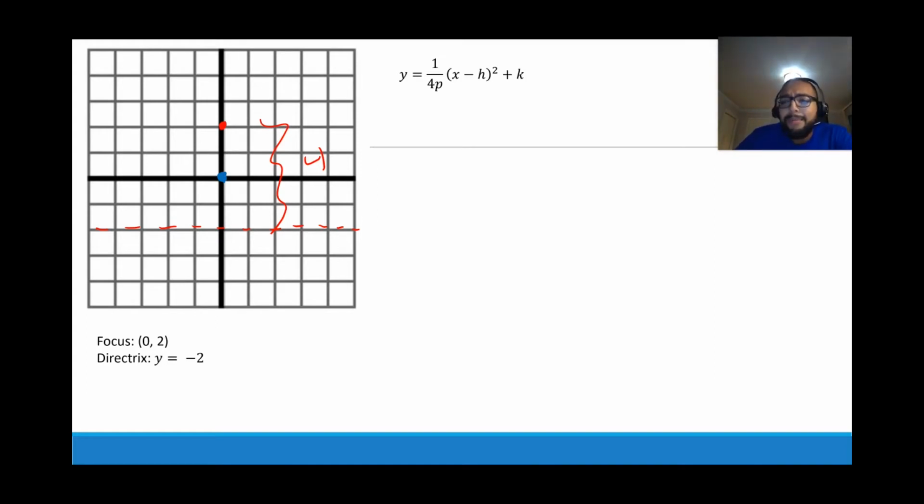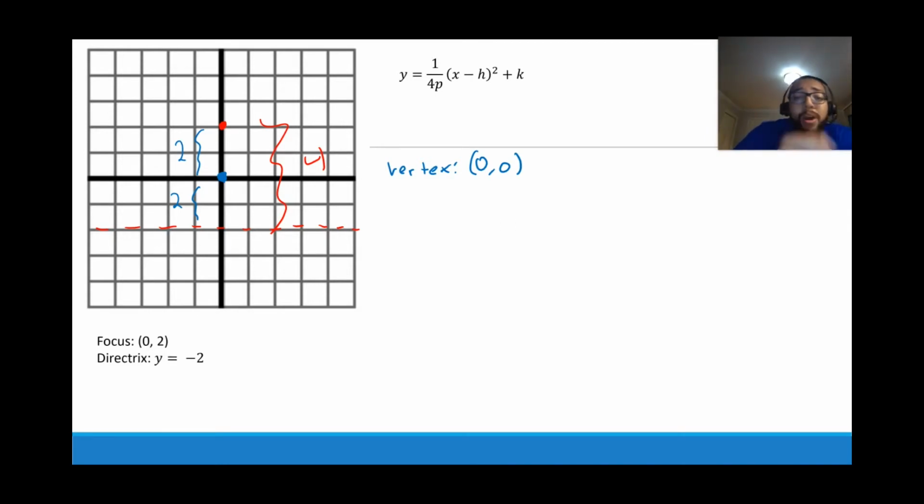Wait, why is it at that point? Look here. It is 2 units away from your focus, and it's 2 units away from your directrix. So my vertex is going to be at the point (0, 0). The reason why is that it's equidistant from your focus and equidistant from your directrix.